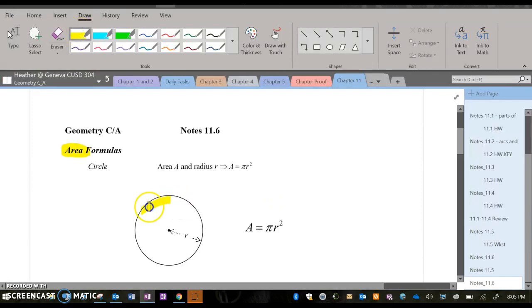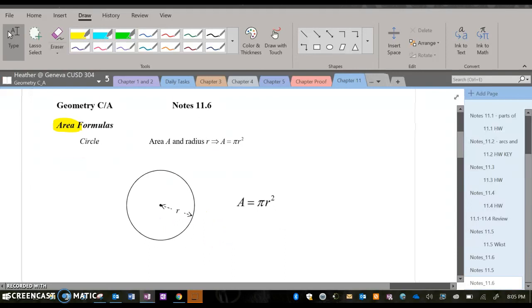So area is the surface, everything that's within here. Okay, so everything in the circle. I don't care about the distance around the circle, so what I have in red, I don't care about that. I want to know what's on the inside. And so when you're looking for the area of the entire circle, you have area equals pi r squared.